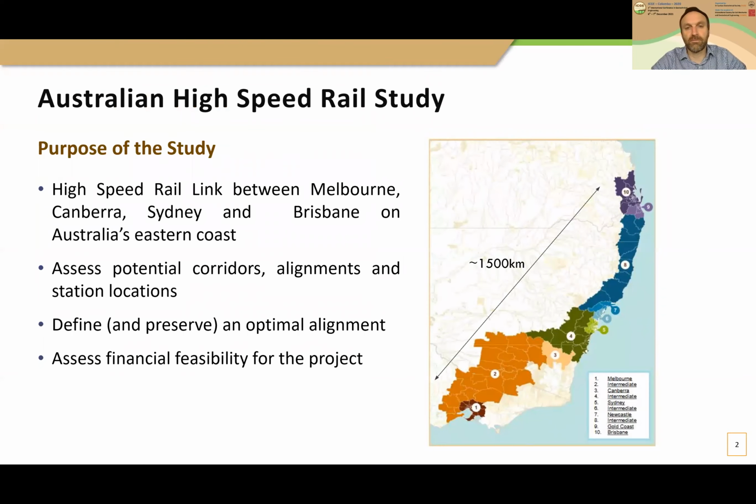The Australian High-Speed Rail Study was undertaken in 2012 to assess a high-speed rail link along the east coast of Australia from Melbourne in the south through Sydney to Brisbane in the north. The study area was approximately 2,000 kilometres long by 200 kilometres wide, when you consider all the turns and twists along the alignment. And it was undertaken to develop a preferred alignment for future preservation and to assess the financial feasibility of the project.